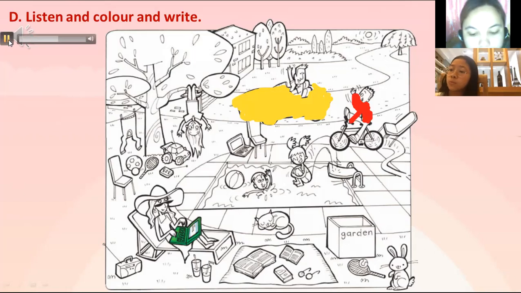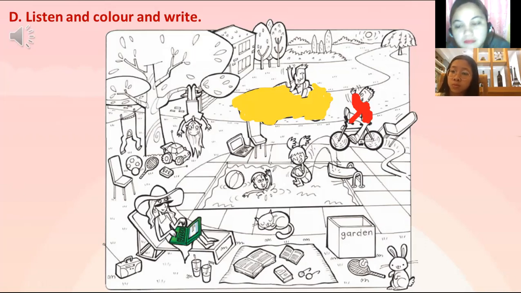Why are all those books on the blanket? The children did their homework there, I think. Oh. Can I color the biggest book? Yes. Color it blue.